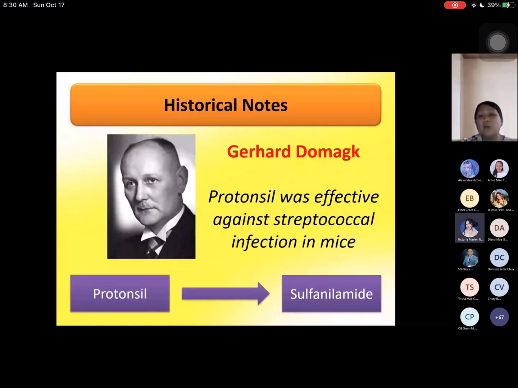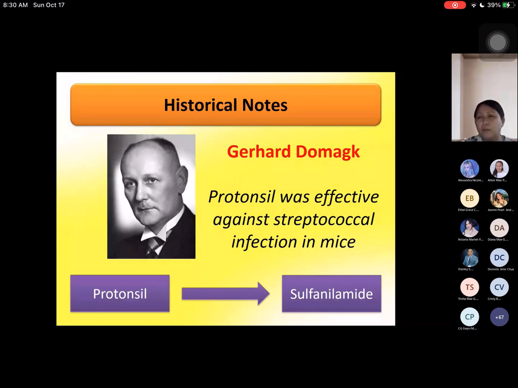So Prontosil, I repeat, is a red dye which was broken down in the body into sulfanilamide. It is not an antibiotic because it is not produced by microorganisms, but the main component is basically a chemical.